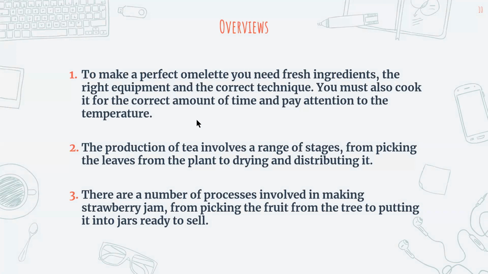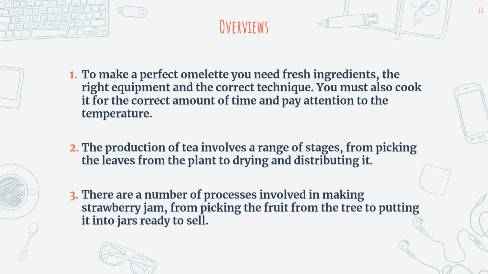These are some good overviews. Okay, we said that we have an introduction, then an overview. For example, if you are describing maybe the process of making an omelette, okay, to make a perfect omelette, you need fresh ingredients, the right equipment, and the correct technique. You must also cook it for the correct amount of time and pay attention to the temperature.